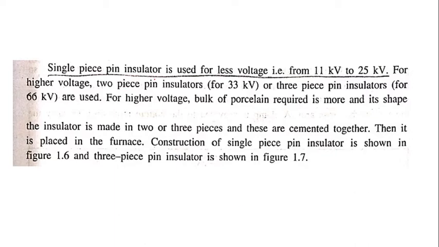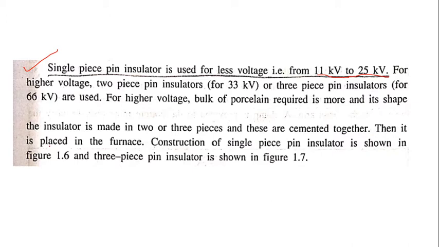A single piece pin insulator is used for less voltage. You need to remember this: the single piece insulator is used for less voltage, that is from 11 kV to 25 kV only. For higher voltage, a two piece insulator is used for 33 kV, or a three piece insulator is used for 66 kV. For higher voltage, more porcelain is required, and the insulator is made in two or three pieces, and these are cemented together for increasing the dielectric strength of that insulator.